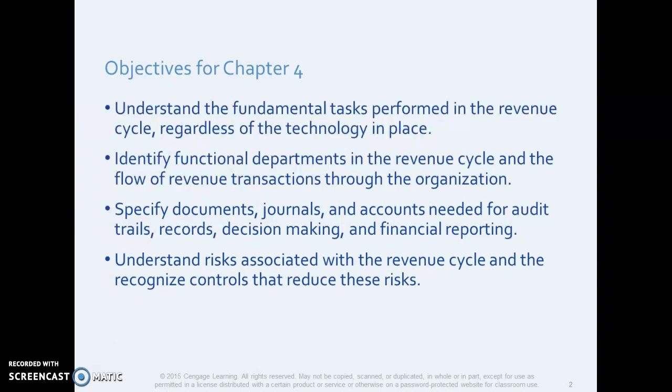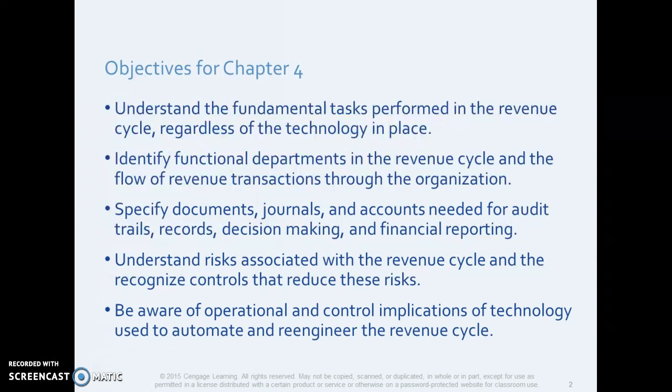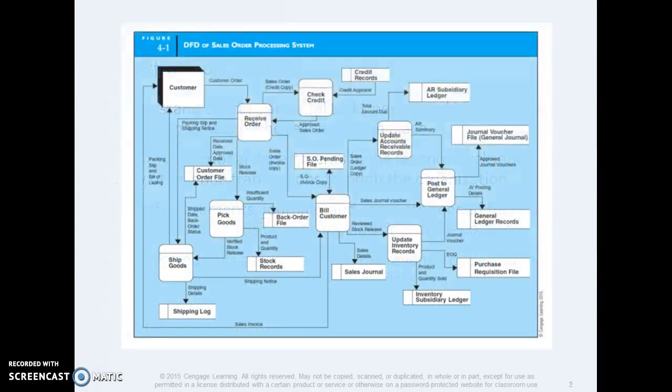Obviously, it has to do with revenue. There's going to be cash receipts, so you know that probably is a higher area for fraud. The last thing, we're going to be aware of operational and control implications of technology used to automate and re-engineer the revenue cycle. So this is a data flow diagram of the sales order processing system. So you can really look and see how all these different systems and places flow together.